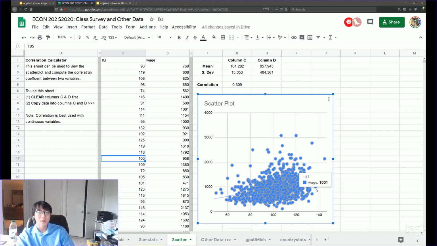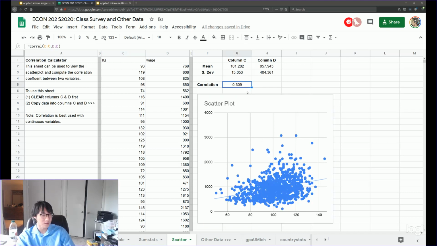Now, this scatter plot is associated with a specific number known as the correlation coefficient. The correlation coefficient of this data here is 0.3. The higher this correlation coefficient is, the stronger the evidence that there's a positive relationship between these two variables, between IQ and wage.